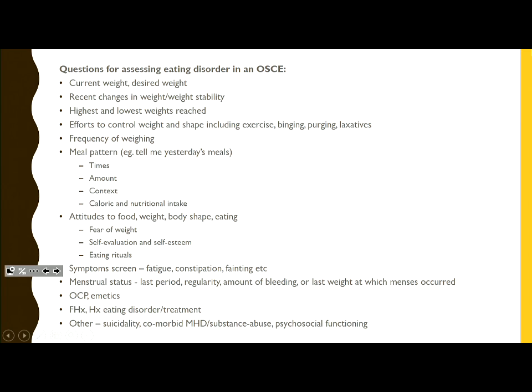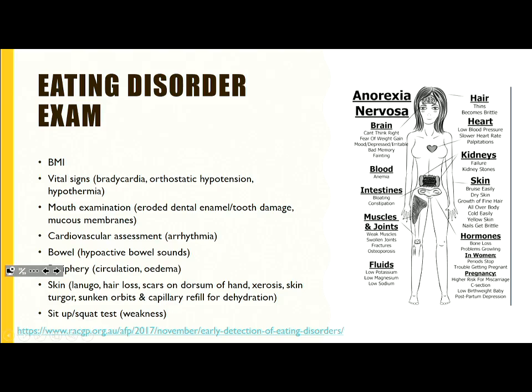Their meal pattern, which is easiest to just ask, tell me what you ate yesterday, and go through every meal, including snacks, with them. Their attitudes, so towards food, towards their weight, towards their body shape, and towards eating. You want to make sure you always screen for symptoms. You want to ask about their periods, family history, and all the other usual questions too.